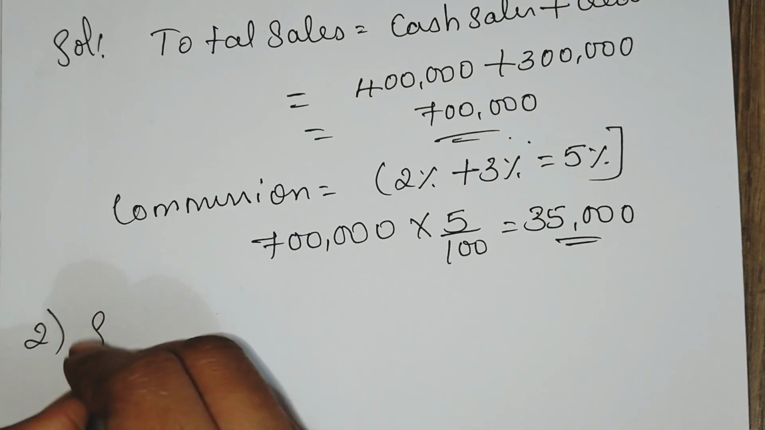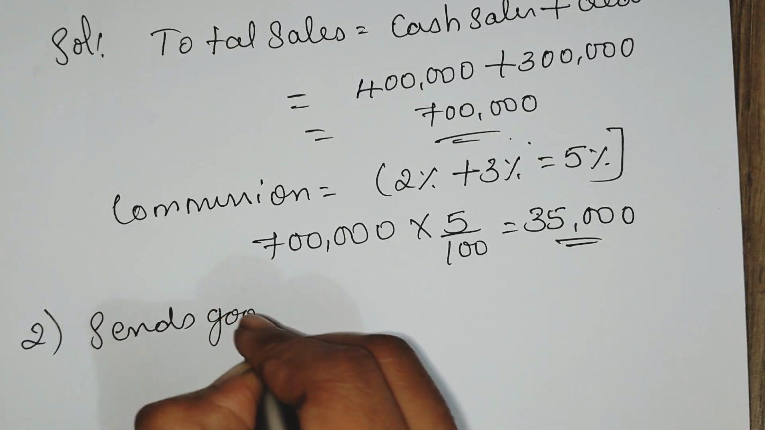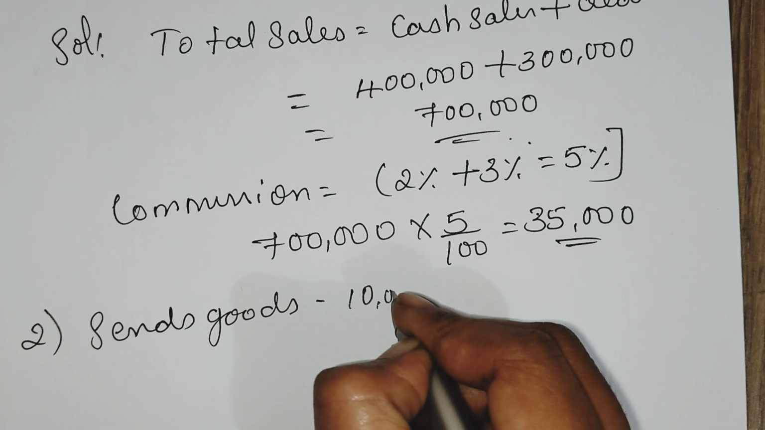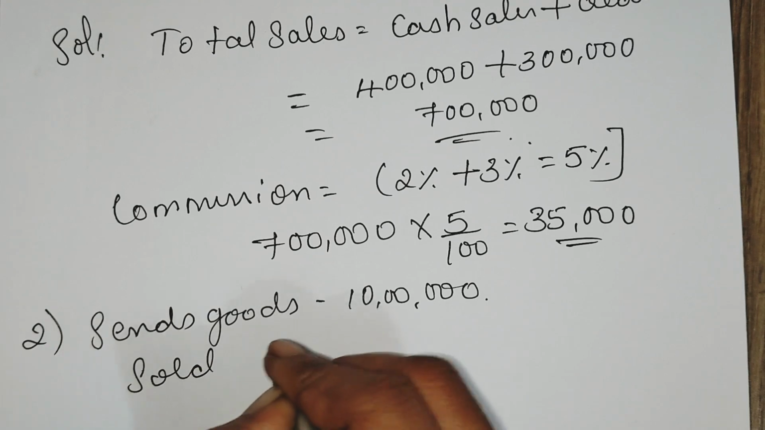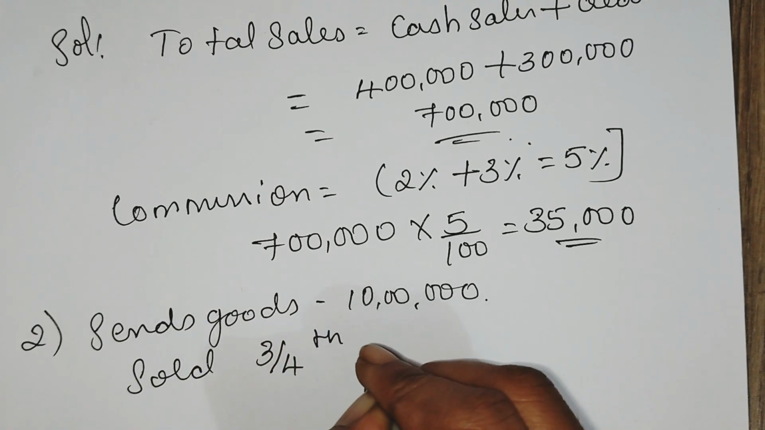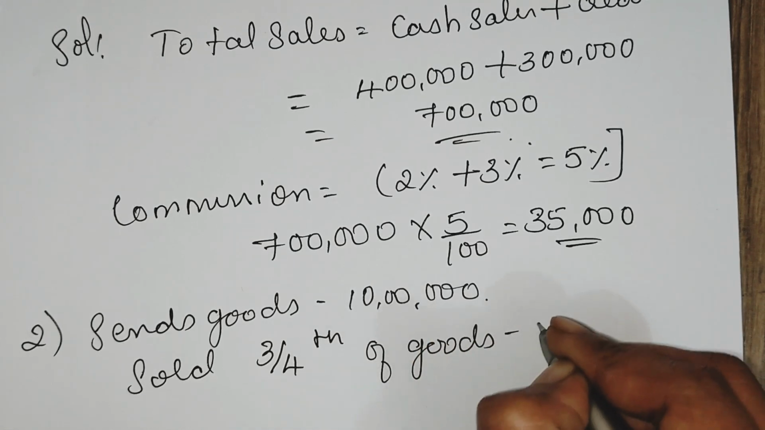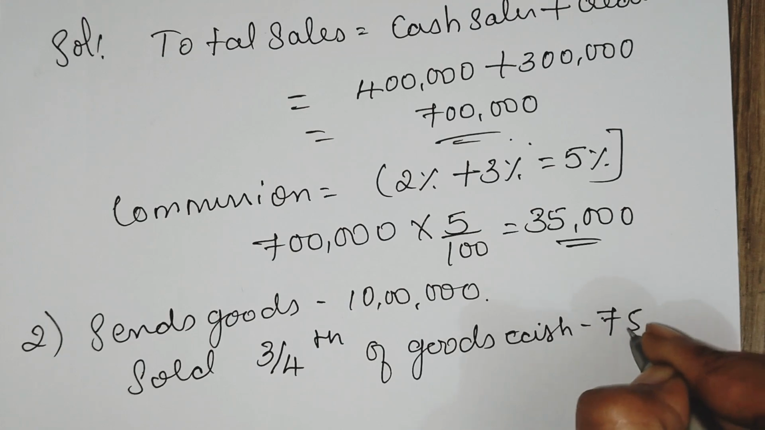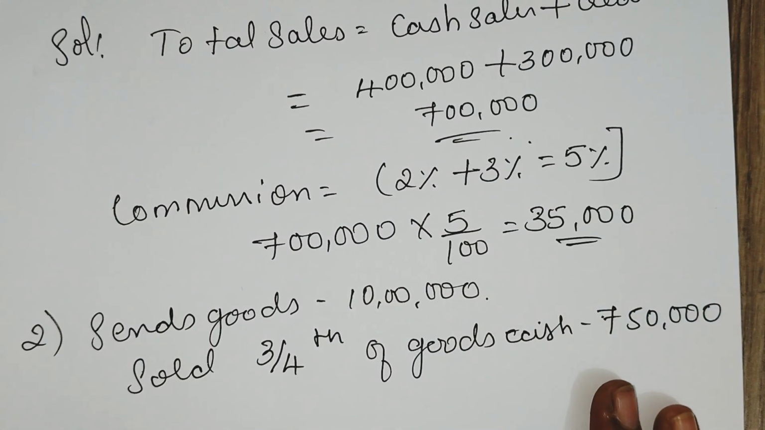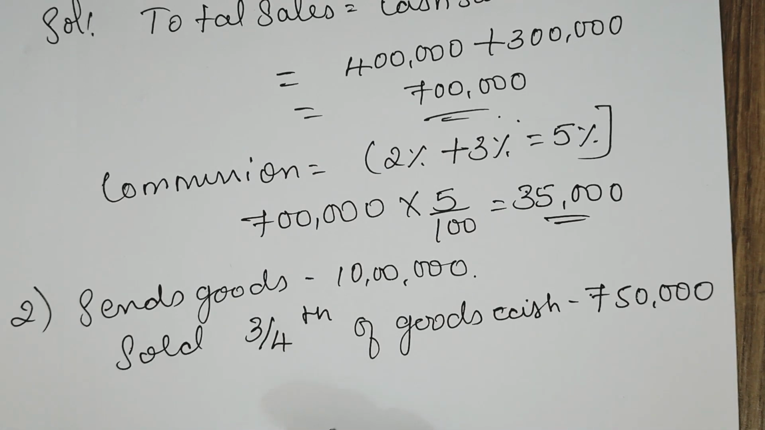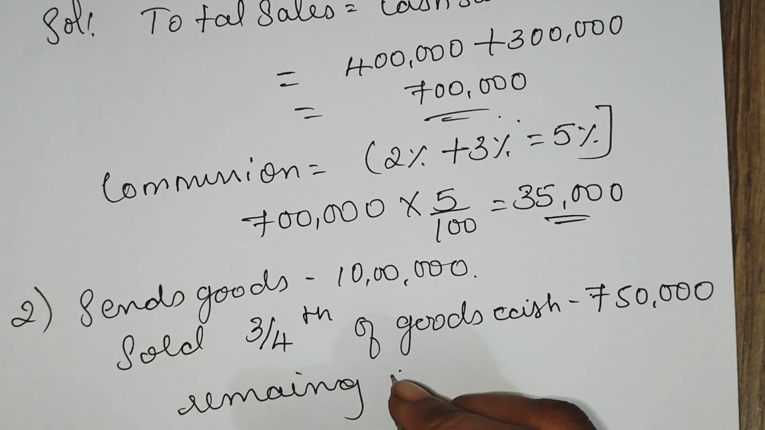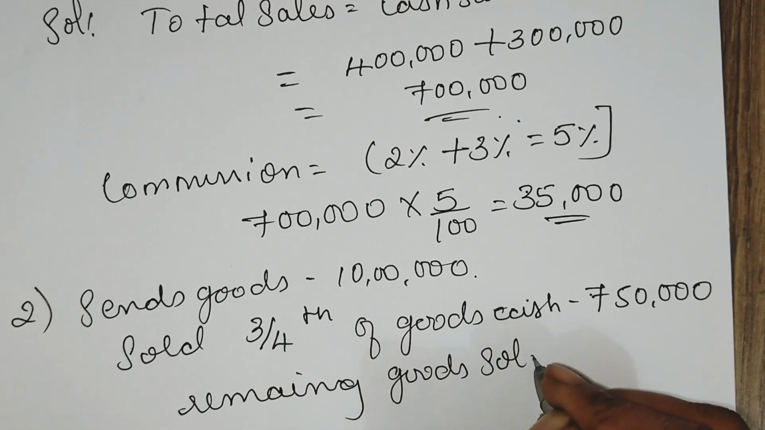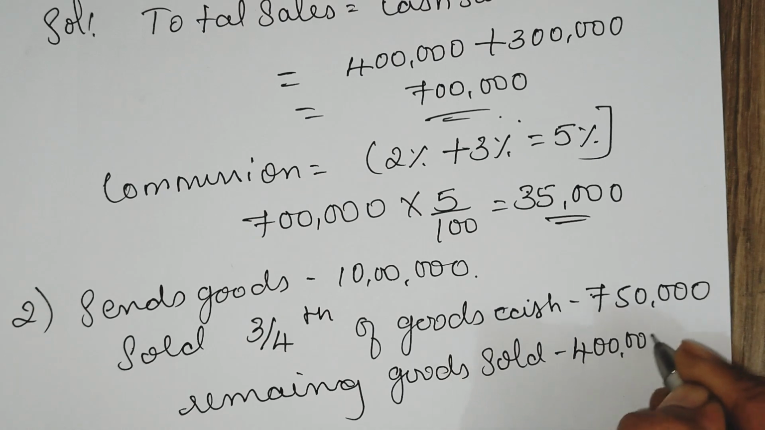Here he sends goods costing rupees 10 lakh on consignment basis, and the consignee sold 3/4 of goods for cash, that is 7,50,000. And the remaining goods, that is 1/4, were sold on credit basis, 4 lakh.